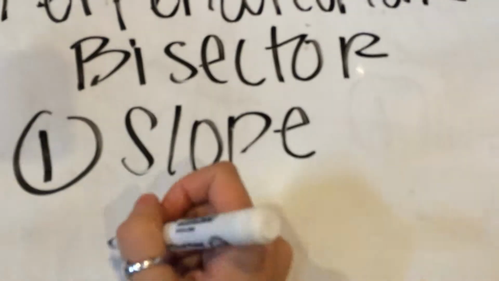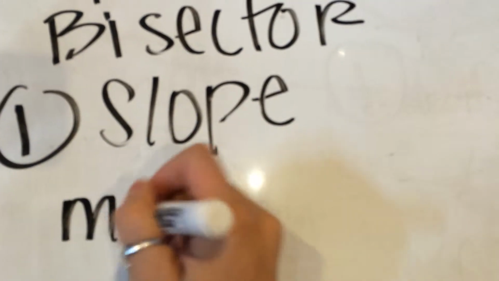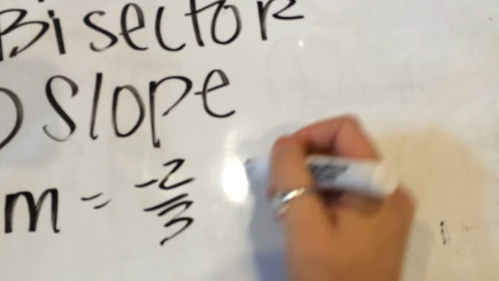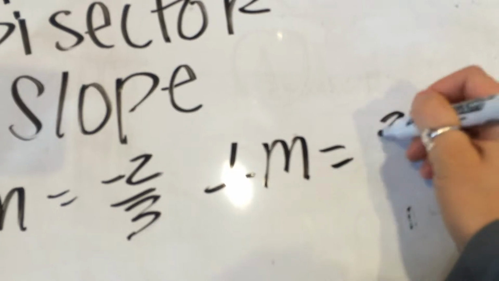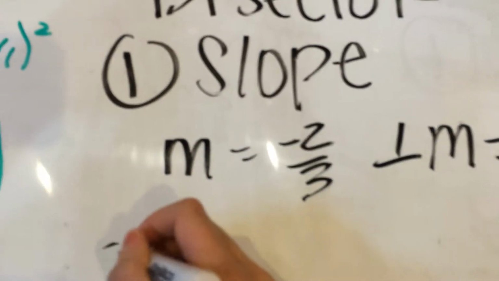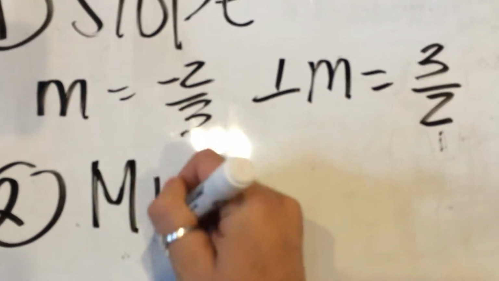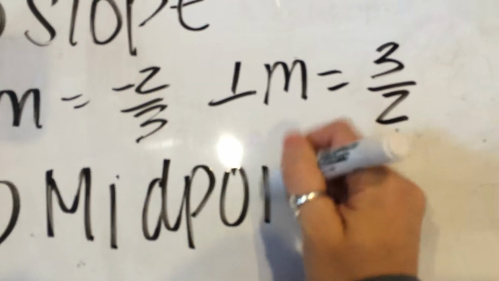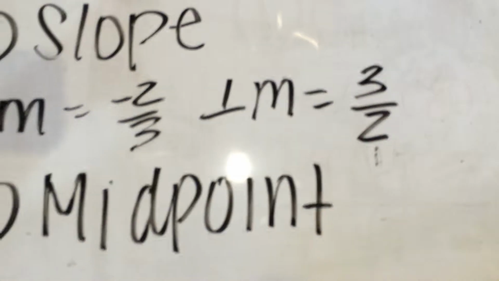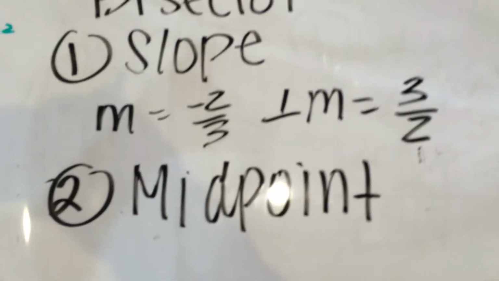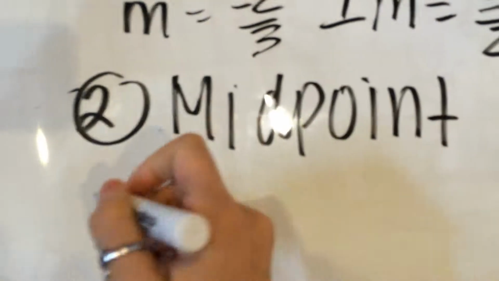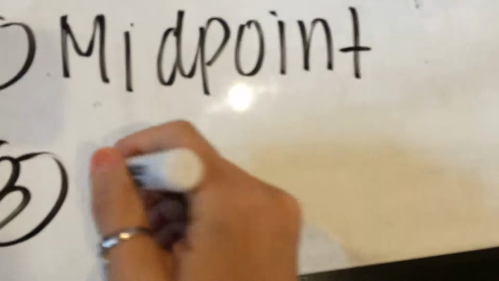Once you find the slope of those endpoints of that line, you're going to make it perpendicular. Negative reciprocal. Remember, if our original was equal to negative 2 over 3, the perpendicular version is 3 over 2. Second, midpoint. We need to know the middle of the line. We need to know that middle point so we could write the equation of a line. And the last one is writing the equation.